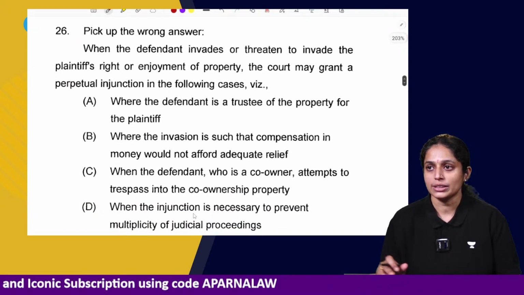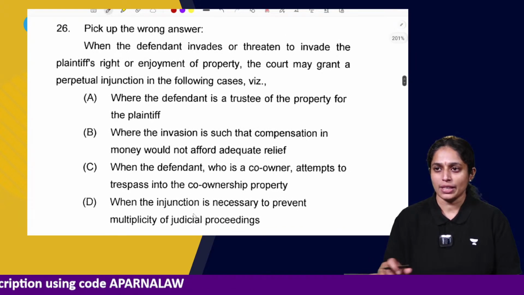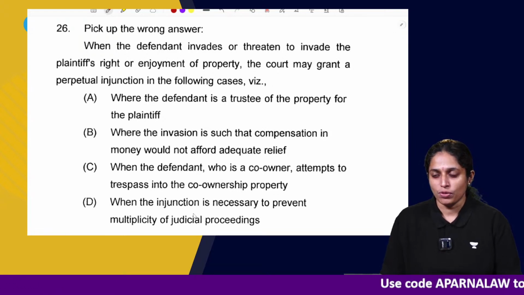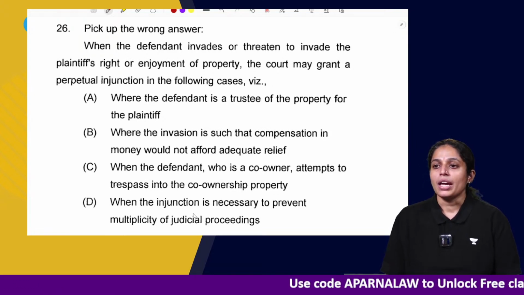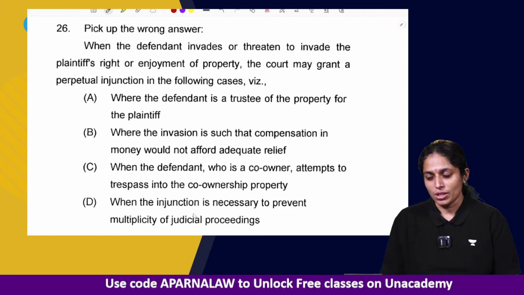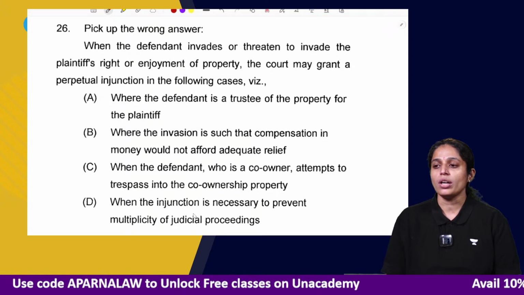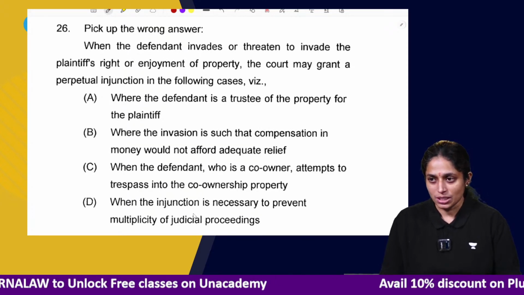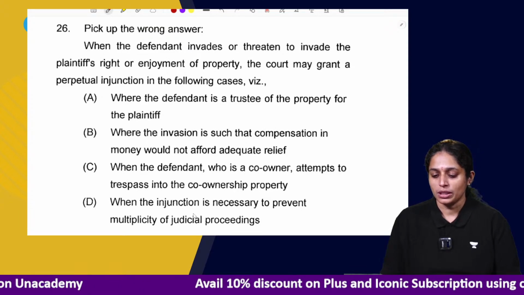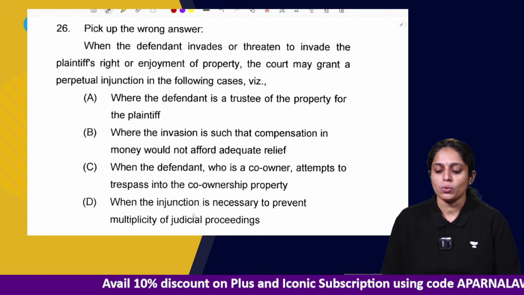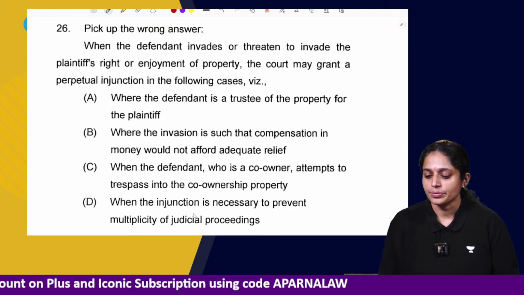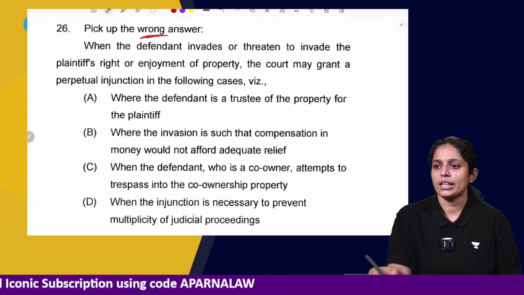When the defendant invades or threatens to invade the plaintiff's right or enjoyment of property, the court may grant a perpetual injunction in the following cases, namely: A, where the defendant is a trustee of the property for the plaintiff; B, where the invasion is such that compensation in money would not afford adequate relief; C, when the defendant, who is a co-owner, attempts to trespass into the co-ownership property; D, when the injunction is necessary to prevent multiplicity of judicial proceedings. Again, pick up the wrong answer.